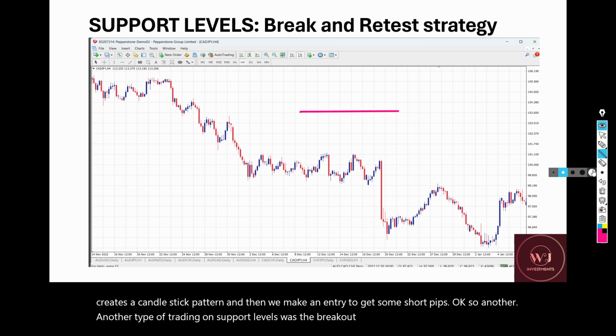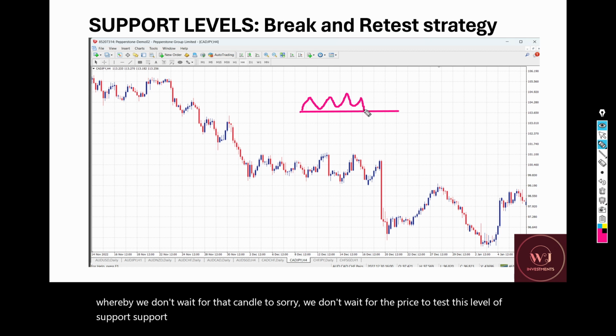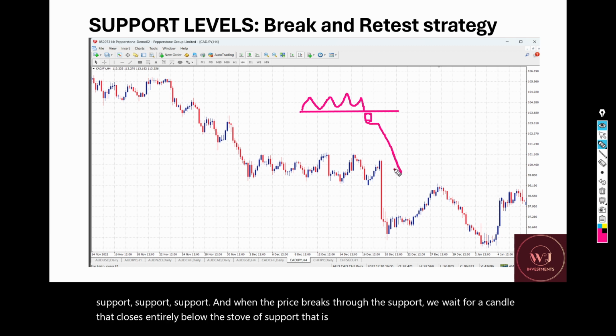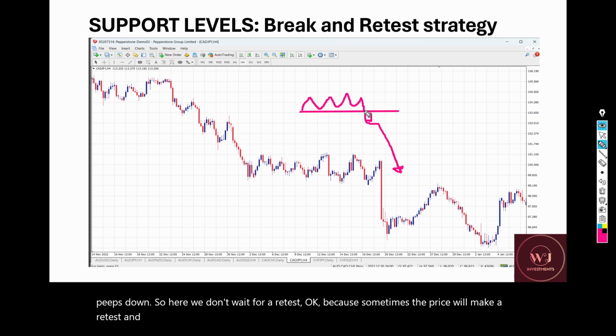Another type of trading on support levels is the breakout strategy. The breakout strategy is whereby we don't wait for the price to test this level of support. When the price breaks through the support, we wait for a candle that closes entirely below this level of support. That is where we make our entry point to catch pips down. Here we don't wait for a retest, because sometimes the price will make a retest and sometimes the price will not make a retest.